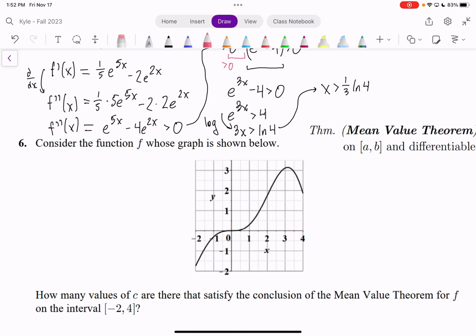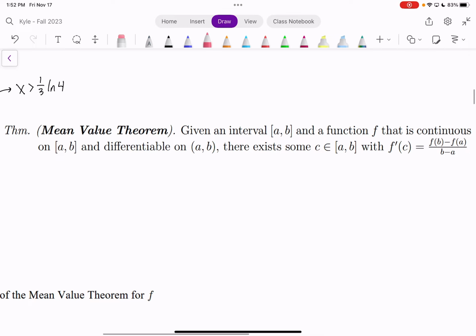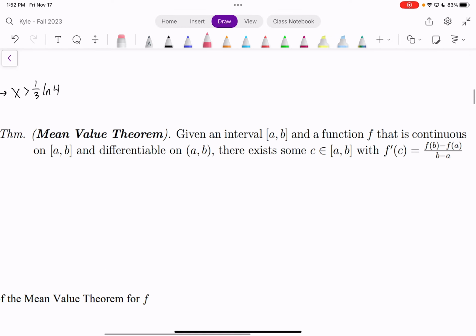So before we do this one, let's briefly remind ourselves of what the mean value theorem tells us. The mean value theorem says, given an interval a, b and a function f that's continuous on the closed interval, and it's also differentiable on the open interval, there exists some c on the open interval with f prime of c equal to f of b minus f of a over b minus a. Let's remind ourselves that this tells us that there exists some point where the instantaneous slope is equal to the average slope on the interval.